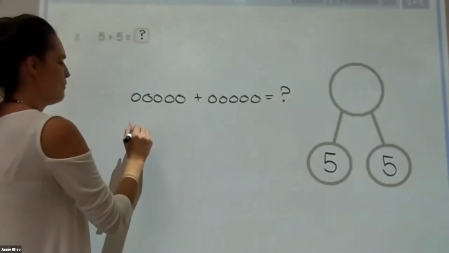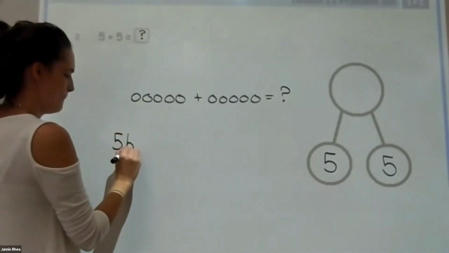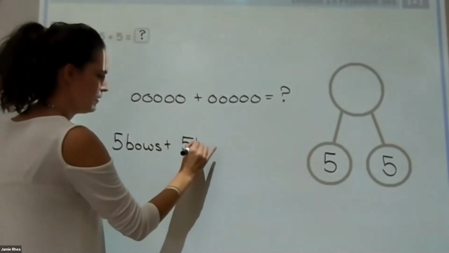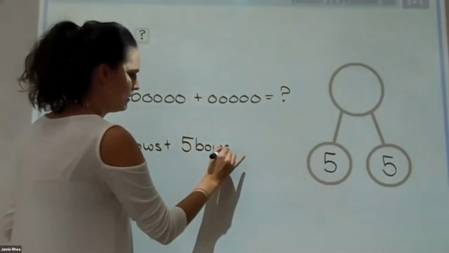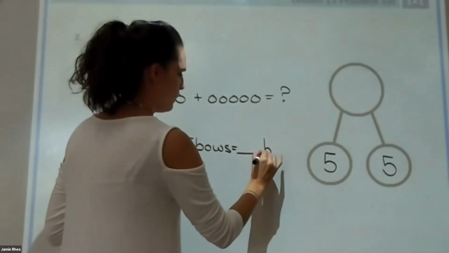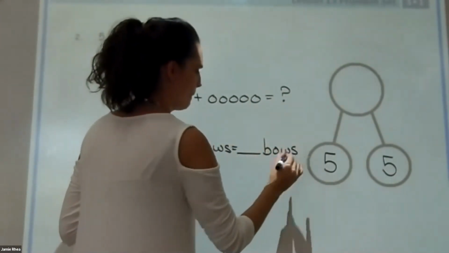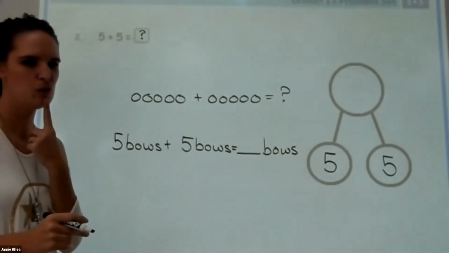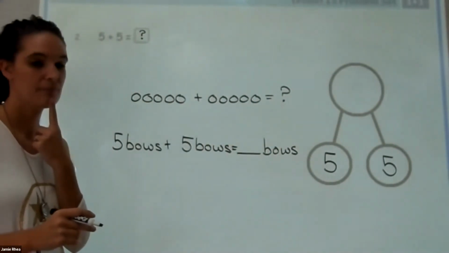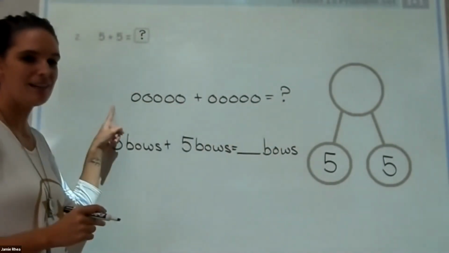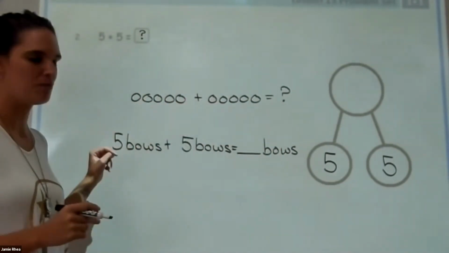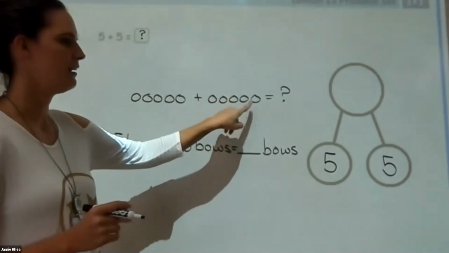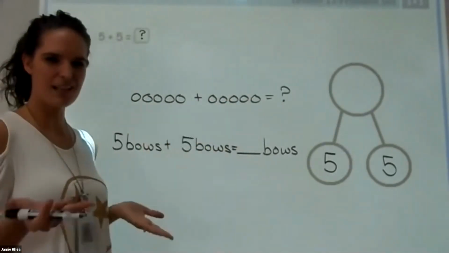So we have 5 bows plus 5 bows equals how many bows? What's a strategy we could use? We could count on, I could start with 5 and count on 5 more. So let's try it. 5, 6, 7, 8, 9, 10. How many hair bows did I have altogether?